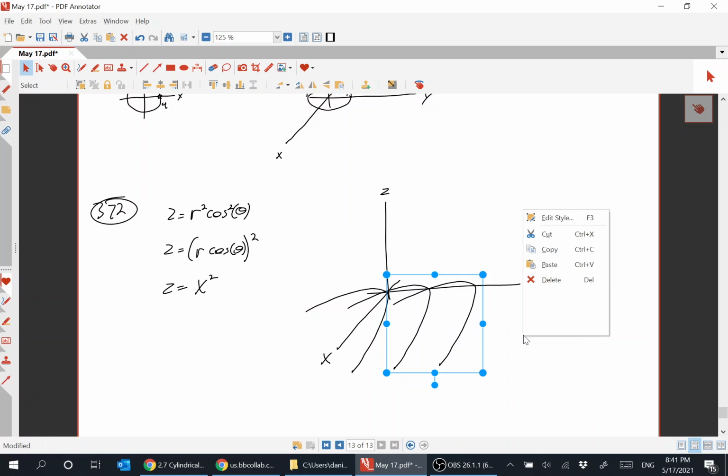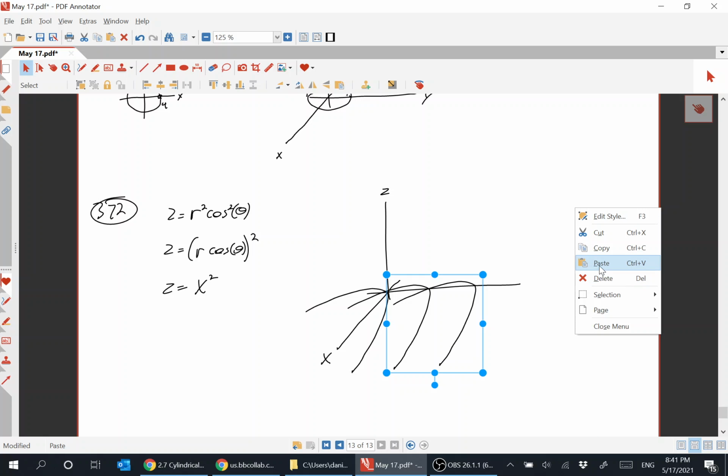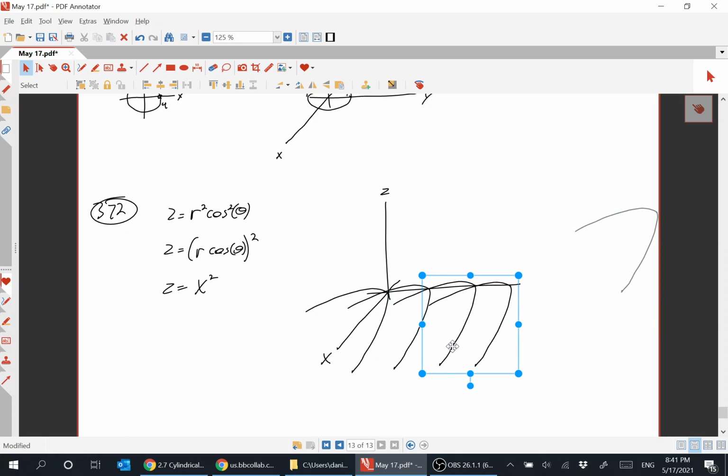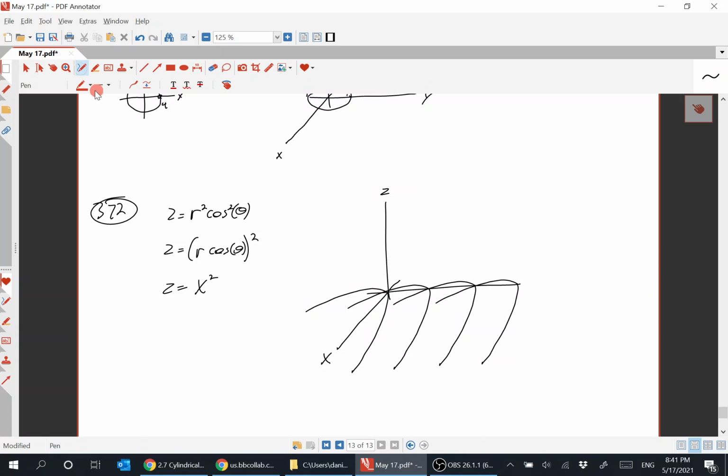So what you do is you just take copies of that guy and extend it along the y-axis. Then you can just link them up with straight lines parallel to the y-axis, and there it is. So it's this parabolic sheet, or often called a parabolic cylinder, if you will.